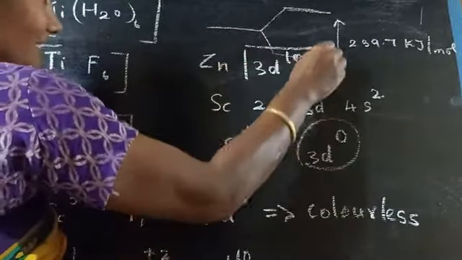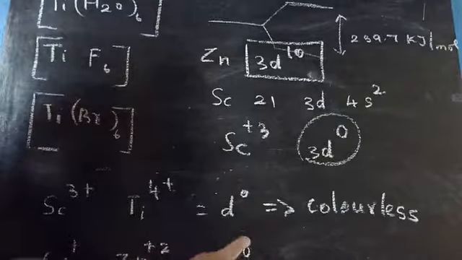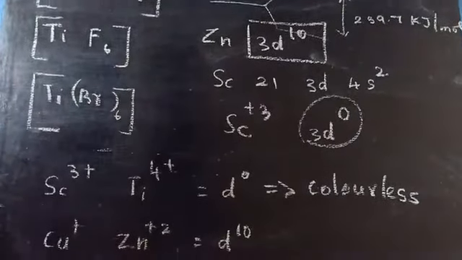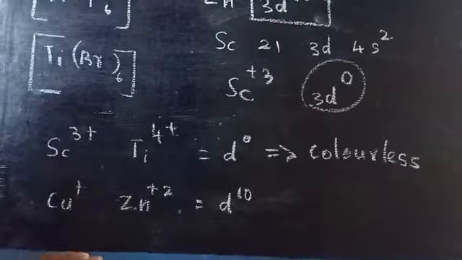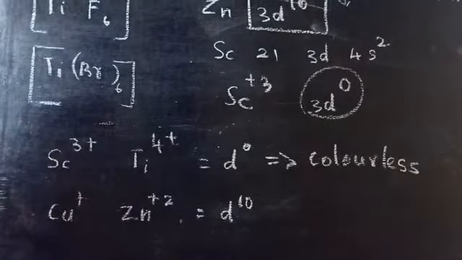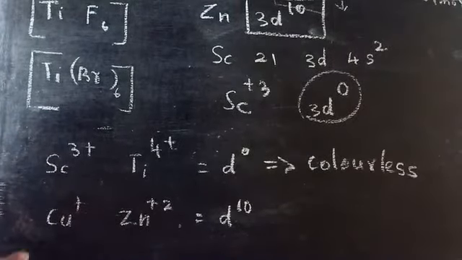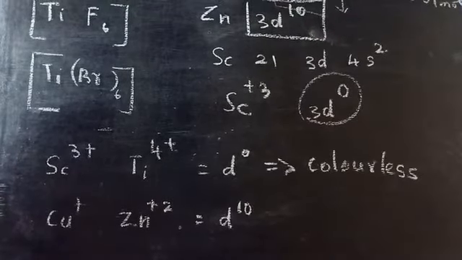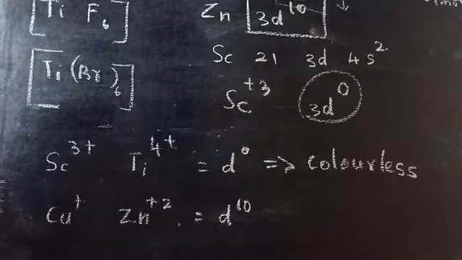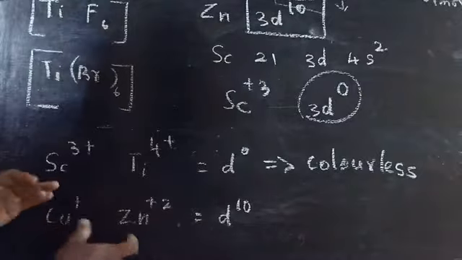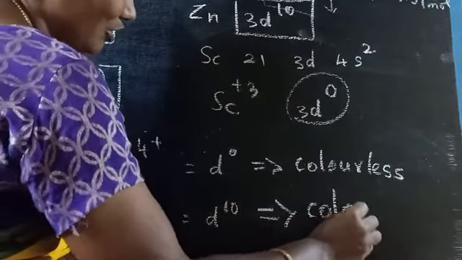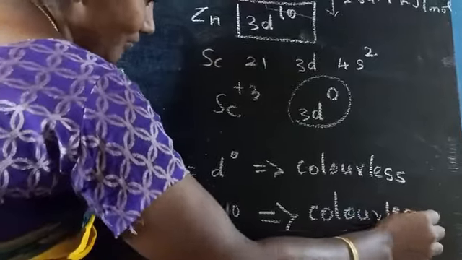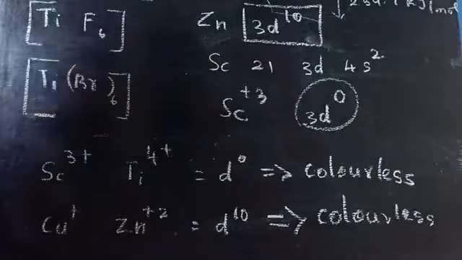What about the remaining 3d10? So d10 configuration. Same in Cu+ also. So the d orbital is completely filled, so here no transition takes place. Are you clear, children? So here, both Cu+ as well as Zn2+ are colorless compounds because there is no d-d transition.